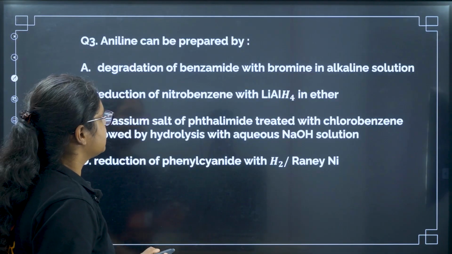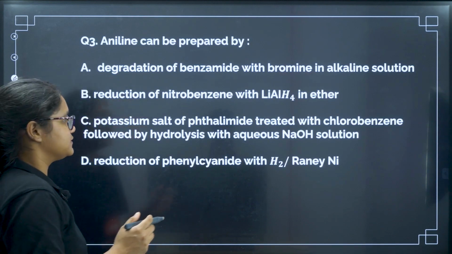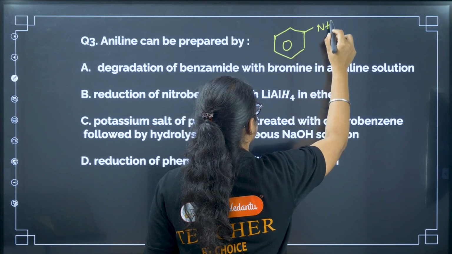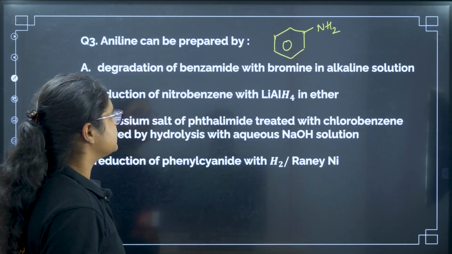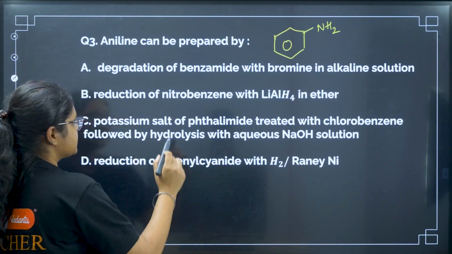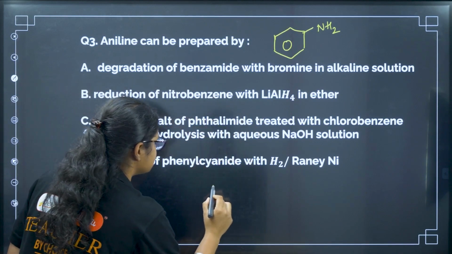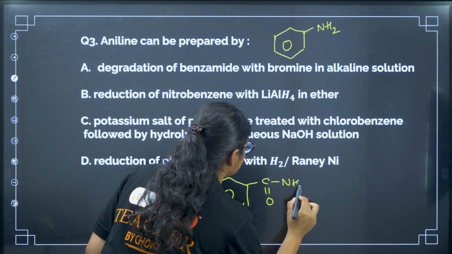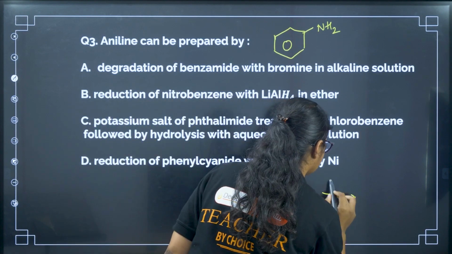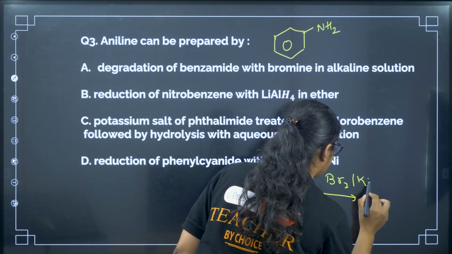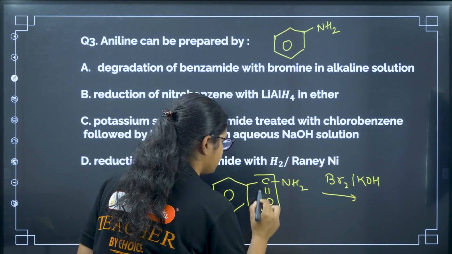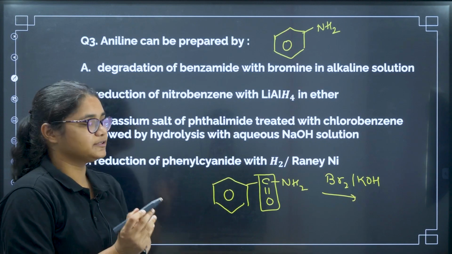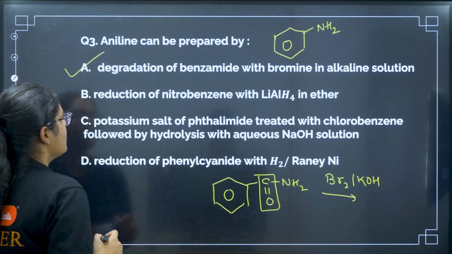Now let us see the next question. Aniline can be prepared by. So what is the structure of aniline? You see aniline has the NH2 structure, right? Now the options: degradation of benzamide with bromine in alkaline solution, reduction of nitrobenzene. So if we have benzamide and you treat it with bromine in alkaline medium, so we can have KOH or NaOH, this is the Hofmann bromamide degradation. So from here we can get benzene with NH2 group. So that is your aniline. So the correct answer for this question will be option number A.